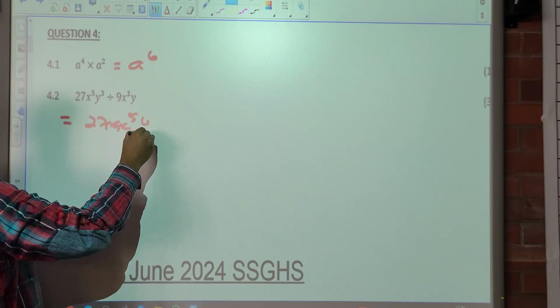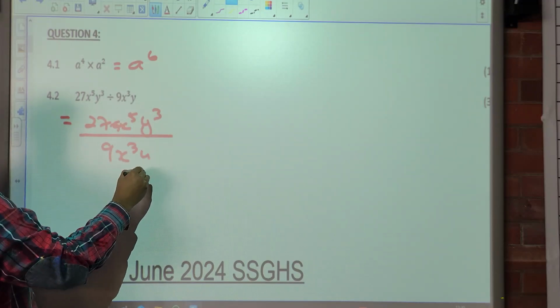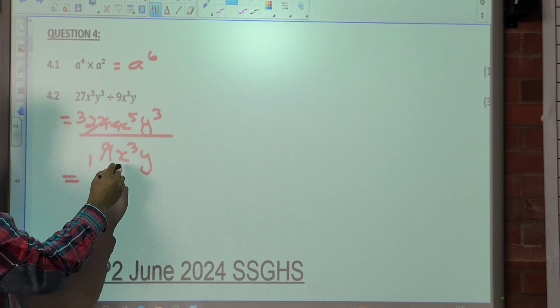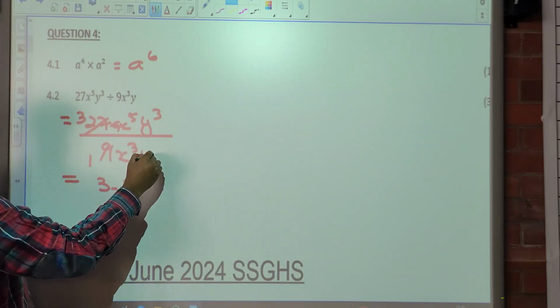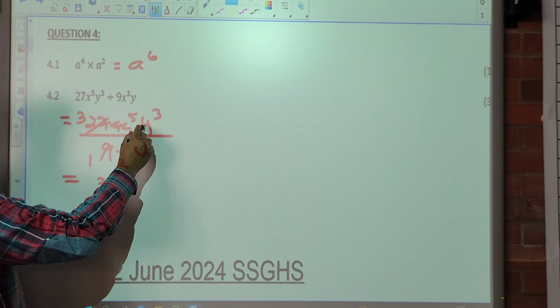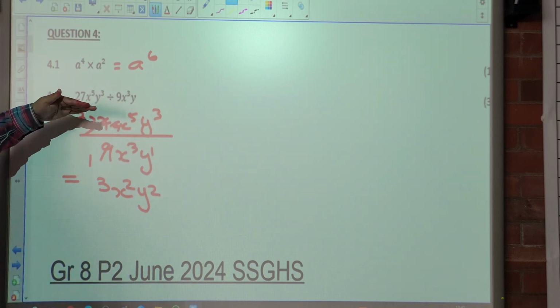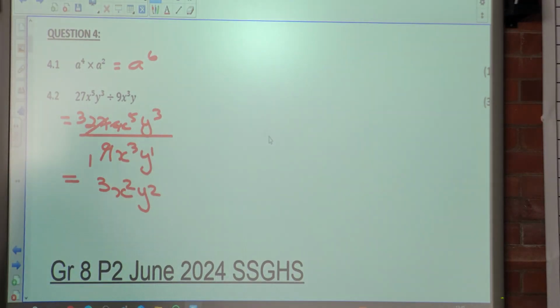This can be written as 27x^5y cubed over 9x cubed y. 9 going into 27, 3 times. More x on top, so it's going to be x^5 minus 3, which is 2. And there's no number there, so it's a 1. So y cubed over y is going to be y. Remember, when we're dividing and bases are the same, we subtract the exponents.